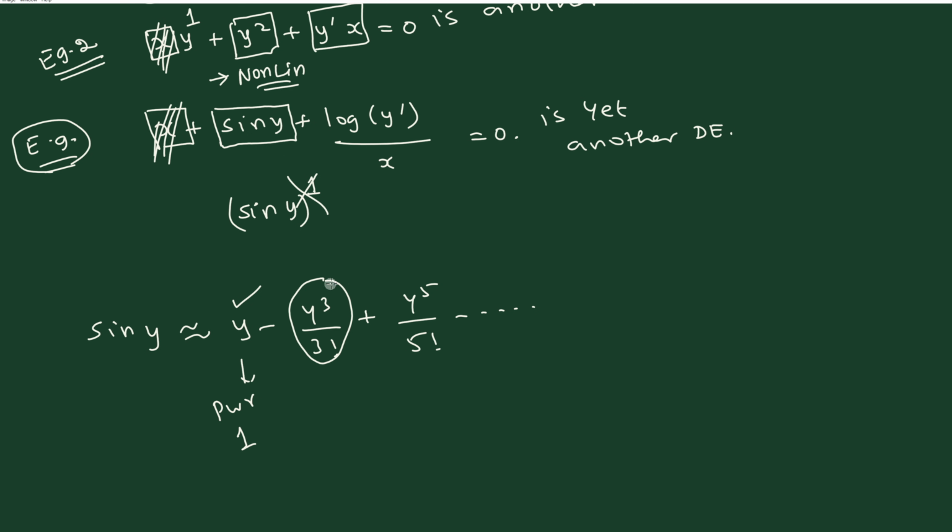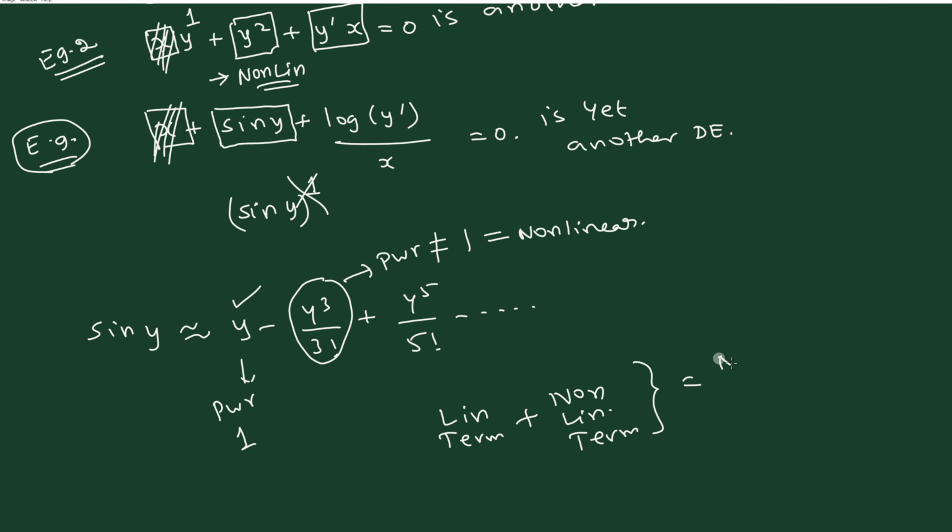Now this one, we say that the power is not equal to 1. I am not interested in saying that the power is 3 here or 5 here. I want to say whether the power is 1 or not. If it is 1, okay. Otherwise you say no. Since the power is not equal to 1, automatically this means it is non-linear. Because you have a linear term, the first term, and a non-linear term, the second term. If you add a linear term plus a non-linear term, what will you get? The answer is you will always get a non-linear term.